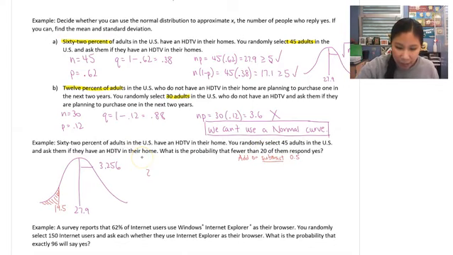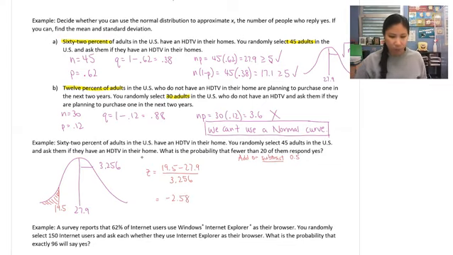So once we've shaded that in, we can find our z-score. This part is the same as usual. So 19.5 minus our mean of 27.9 divided by our standard deviation of 3.256. When we do that in the calculator, we end up with negative 2.58. And then when we look in the table for our percentage of negative 2.58, we end up with 0.0049. So that will be our probability that fewer than 20 of them respond yes. Okay.